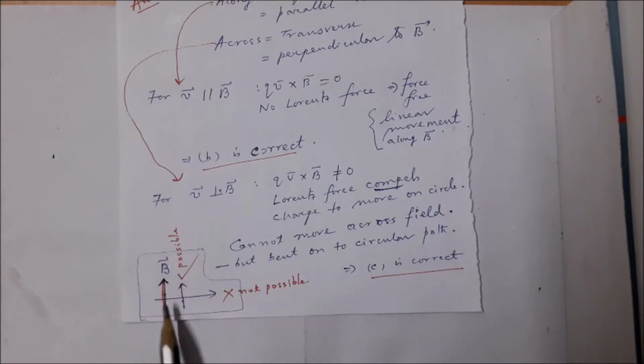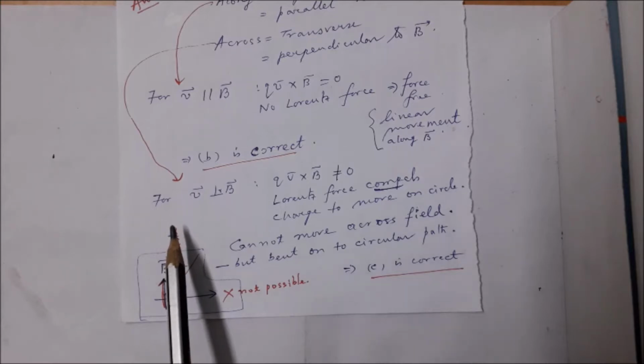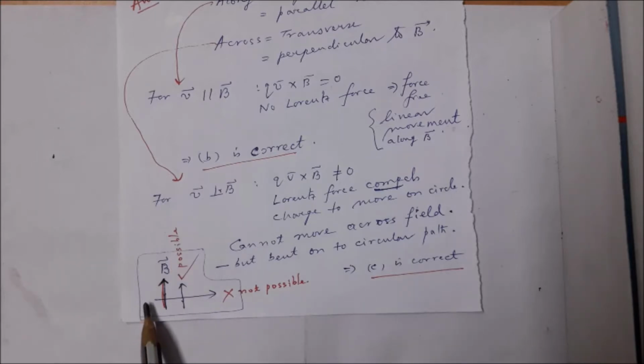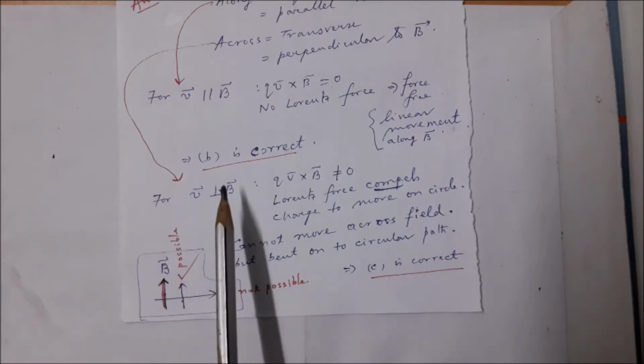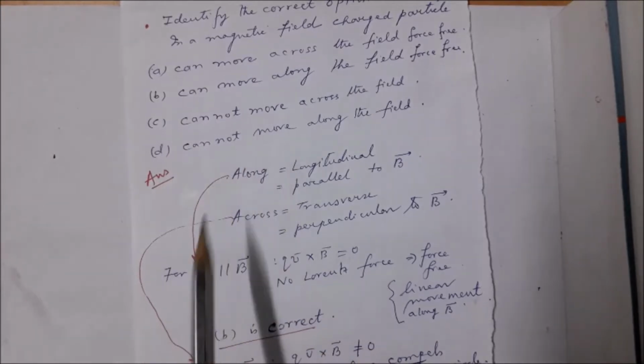If this is the direction of B and a particle enters parallel to B, that is along B, it can simply sail across in a no force situation, in a force free condition. But if a particle enters in a perpendicular direction, it cannot move along this direction because this B will bend it. So the particle bends. So this is not possible, but this is possible. Accordingly, option B and option C are correct.